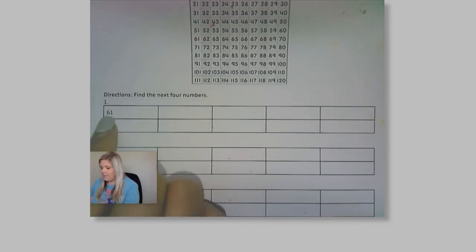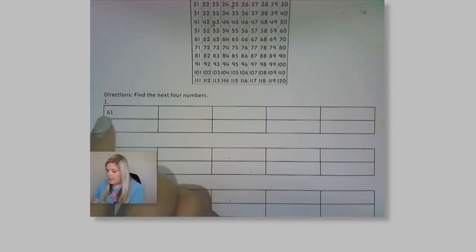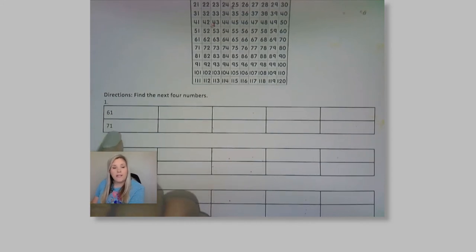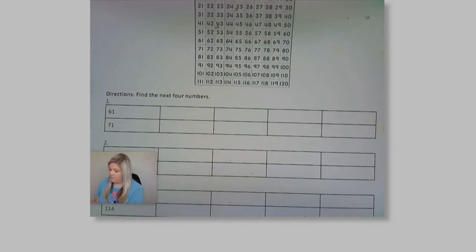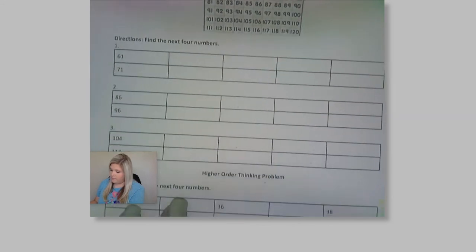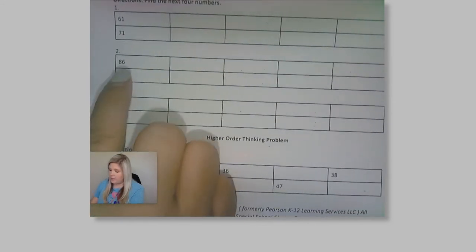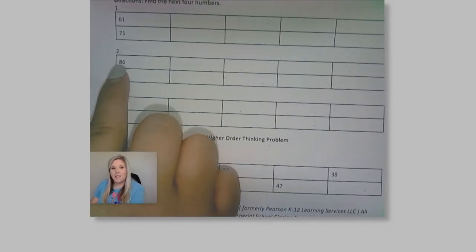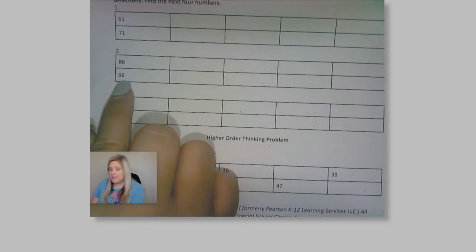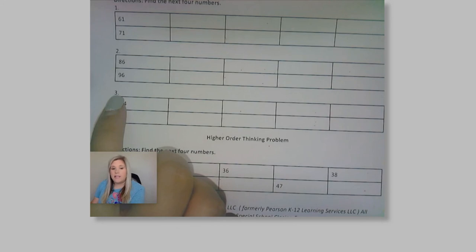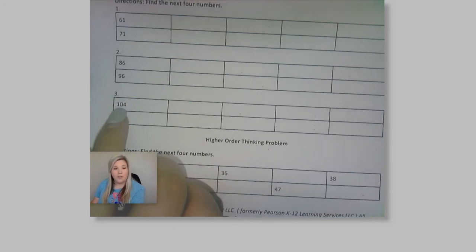All right. In number one, you're going to find the next four numbers after 61 and 71. For number two, you're finding the next four numbers after 86 and 96. For number three, you're finding the next four numbers after 104 and 114.